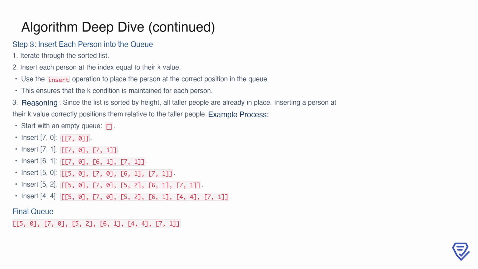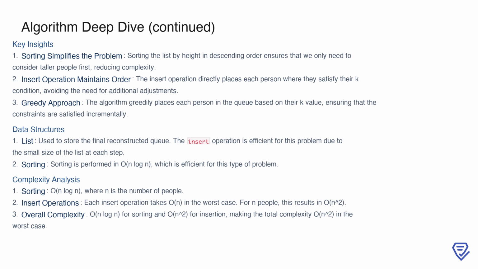Several key insights make this algorithm effective. First, sorting the input by height simplifies the problem. By processing taller individuals first, we avoid complications from shorter people affecting their placement. Second, the insert operation ensures that each person is placed in the correct position immediately, maintaining the k condition without requiring further adjustments. This approach is inherently greedy, as it places each person in the queue in a way that satisfies their constraints incrementally. In terms of data structures, we use a list to store the reconstructed queue. While the insert operation may seem expensive, it's manageable due to the small size of the queue at each step.